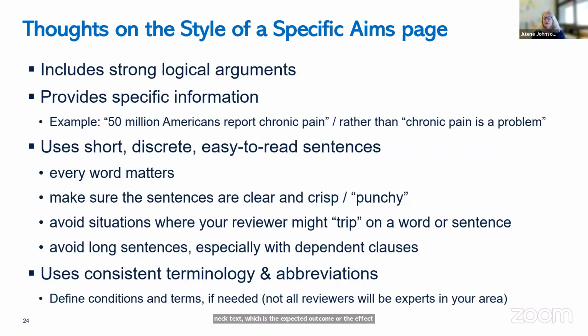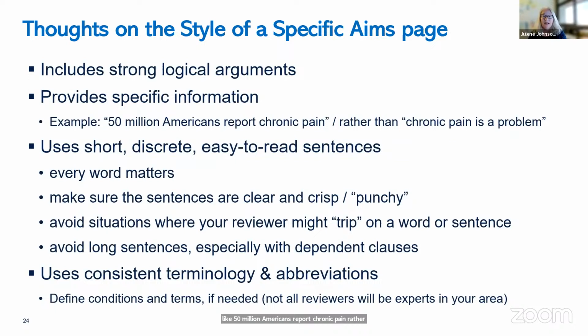But I'll close here with just a few thoughts on the style of a specific aims page, because it is one of the most difficult pages in a grant to write. The specific aims page of the grant should include strong logical arguments, and they should also provide specific information. For example, you want to say something like 50 million Americans report chronic pain rather than chronic pain is a problem.